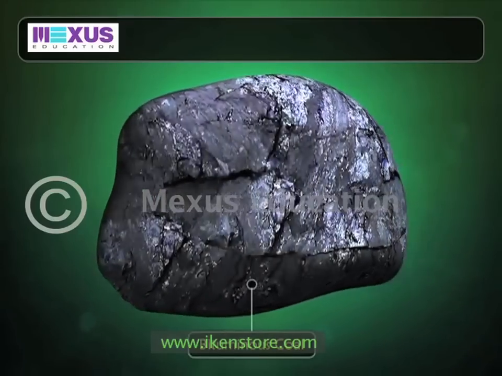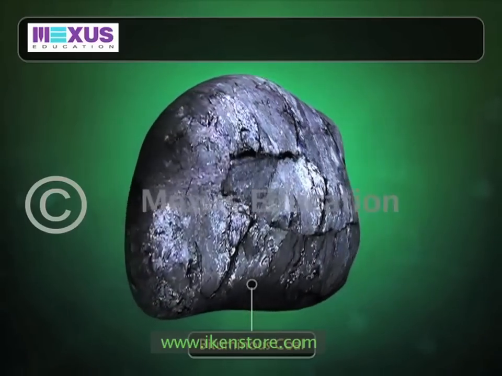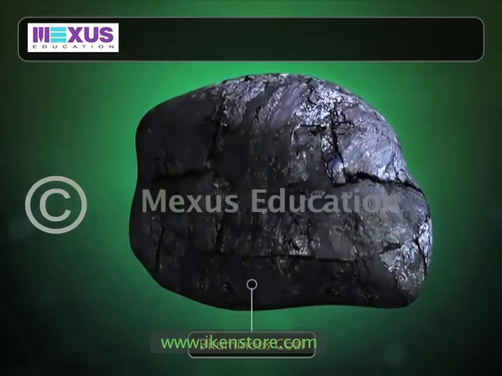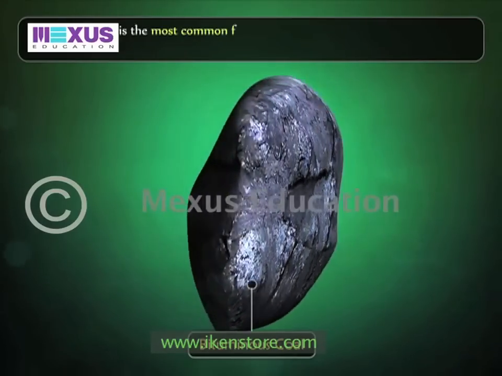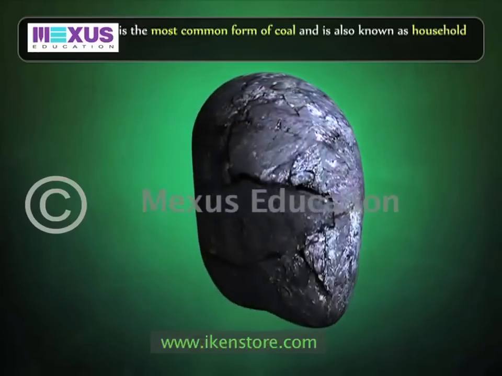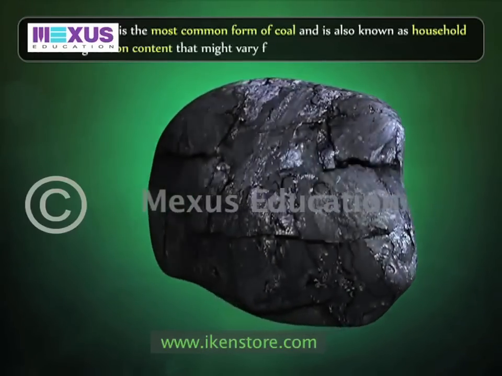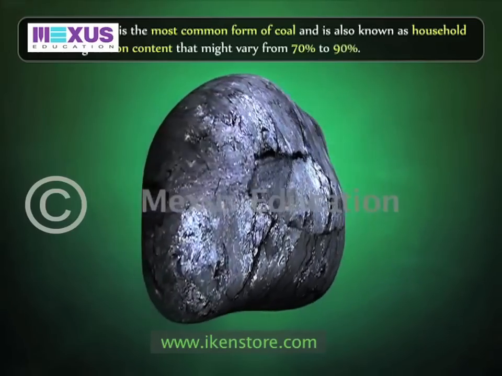Bituminous coal is the next stage, and its carbon content can vary from 70% to 90%. It is the most common form of coal and is also known as household coal. It is black, hard, and gives out volatile and non-volatile substances on heating.